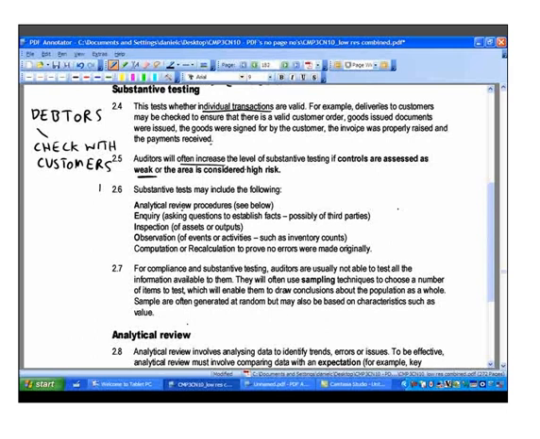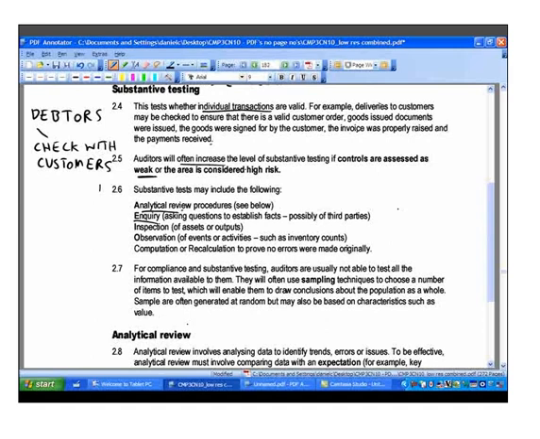One of them is analytical review, which we'll deal with very shortly. A second type of substantive test is inquiry, so you ask questions. And quite often you may talk to staff or you may talk to customers, suppliers, outside parties and check whether the information you have tallies with the information they have.